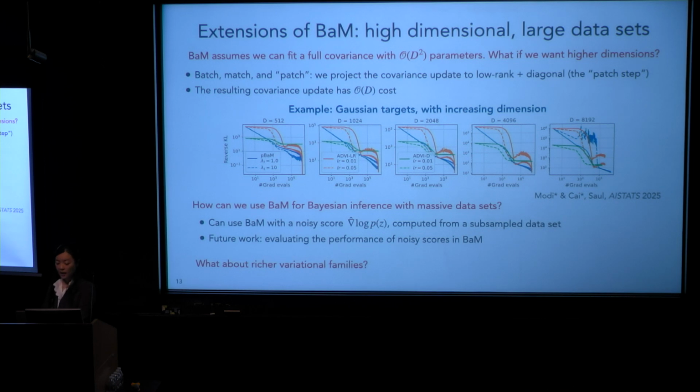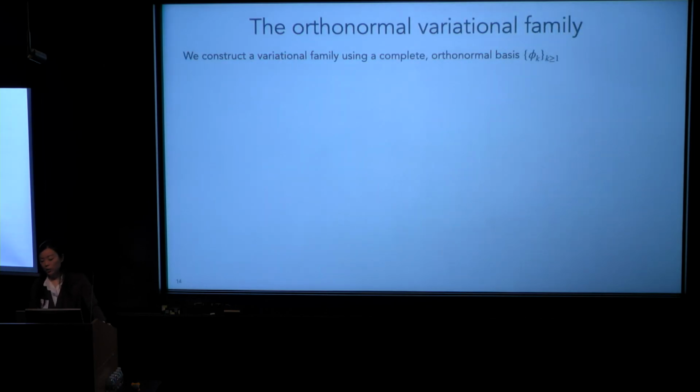Finally, how can we use some of these ideas, but with richer variational families? So we would like to go beyond just Gaussian approximations. So this takes us to another method that we considered that proposes something called the orthonormal variational family. So here we're going to construct a variational family using a complete orthonormal basis set phi of k.